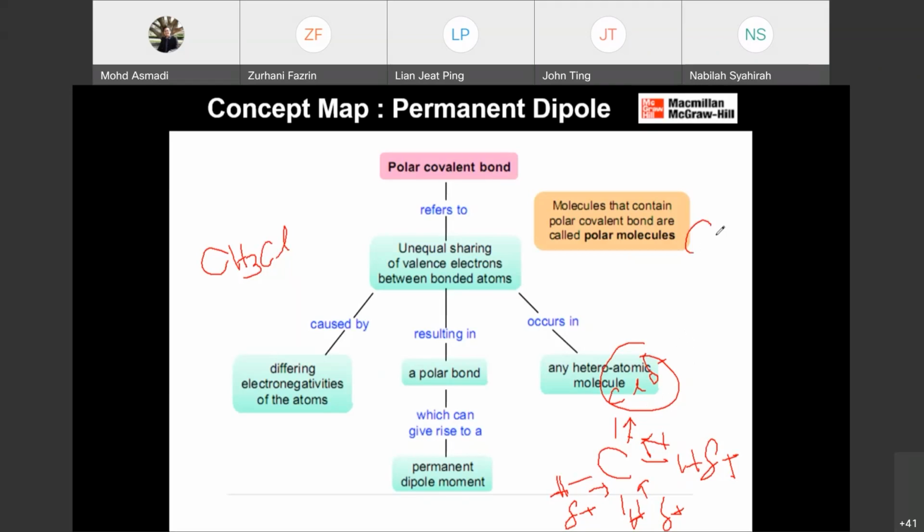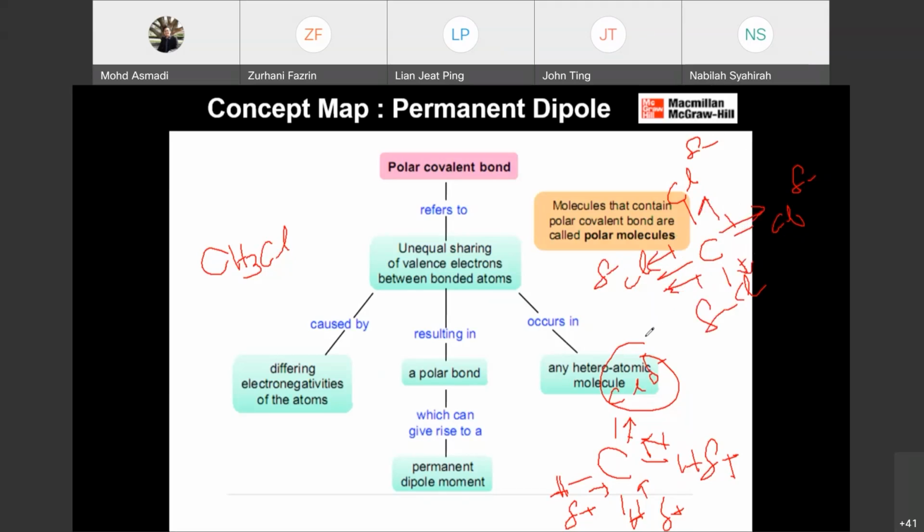Compared to, for example, C with Cl, Cl, Cl, Cl. For this example, if you look at here, this is more negative. This has no dipole moment because all the arrows towards Cl become neutral. They cancel each other. So this is no net dipole moment. This is what we call a permanent dipole moment.